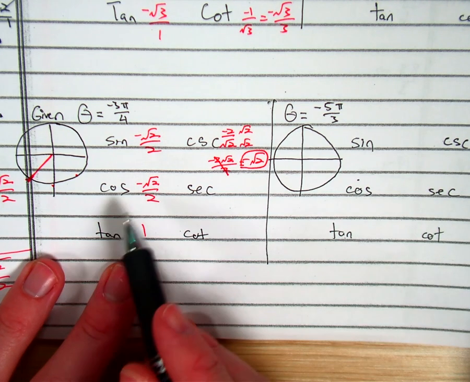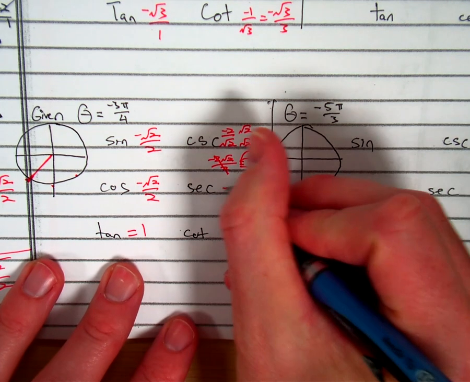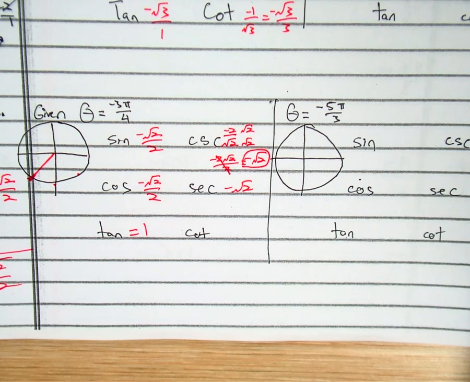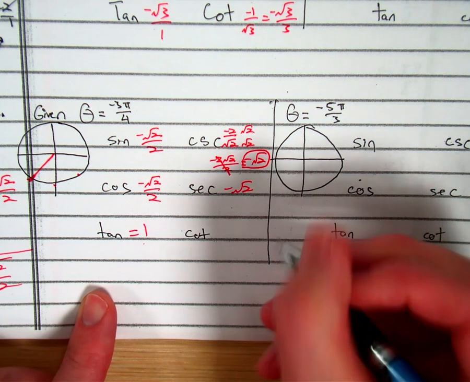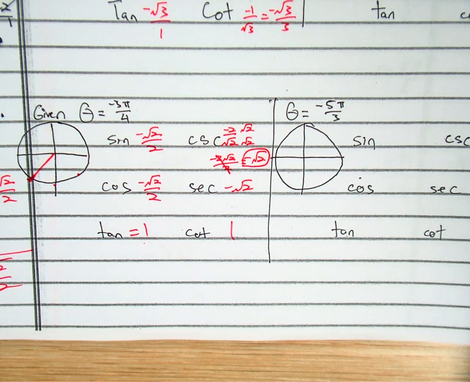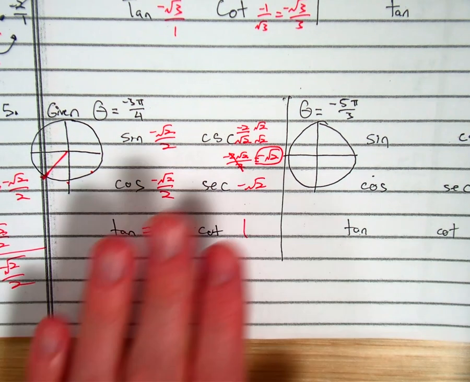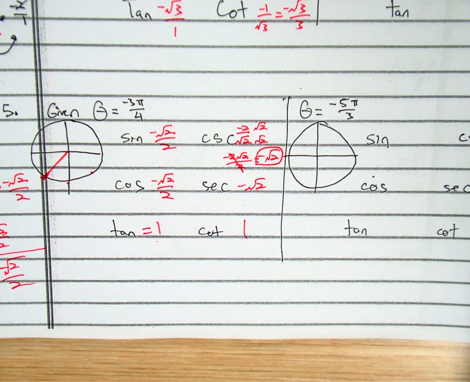Secant should be the same thing, so instead of going through all that work again, we're just going to write negative radical 2. And cotangent, when I flip 1, it's going to stay at 1. Some tough ones there. Backside.